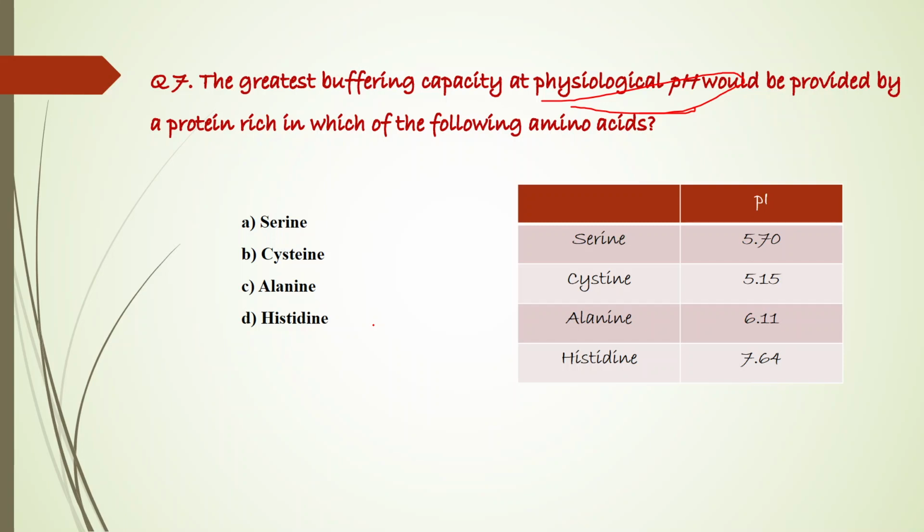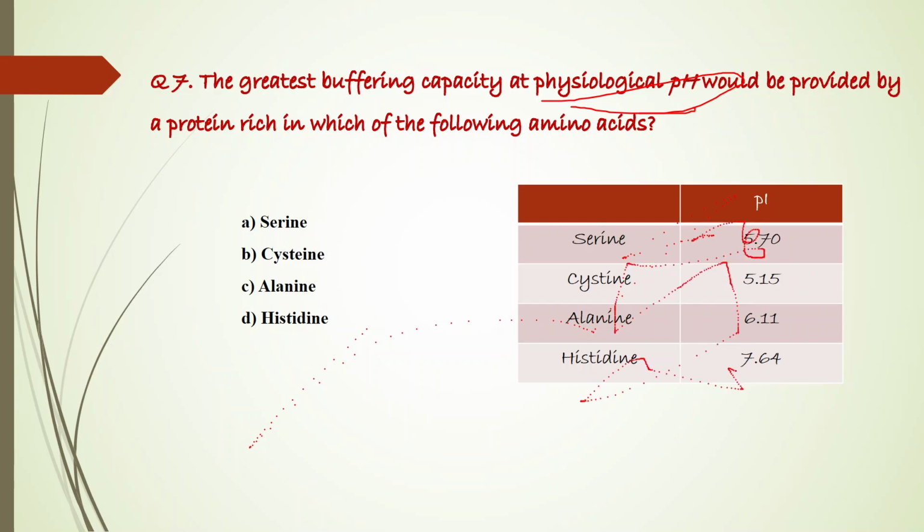To understand that, you need to look at their pI values, at what pI values they will remain neutral. Buffer capacity means something that will not change the pH of your solution, or will stop the change of the solution's pH. If you look at their pI values, serine, cysteine and alanine all have pI values outside the physiological range, like 5.70, 5.15 and 6.11. Only histidine is close enough to physiological pH.